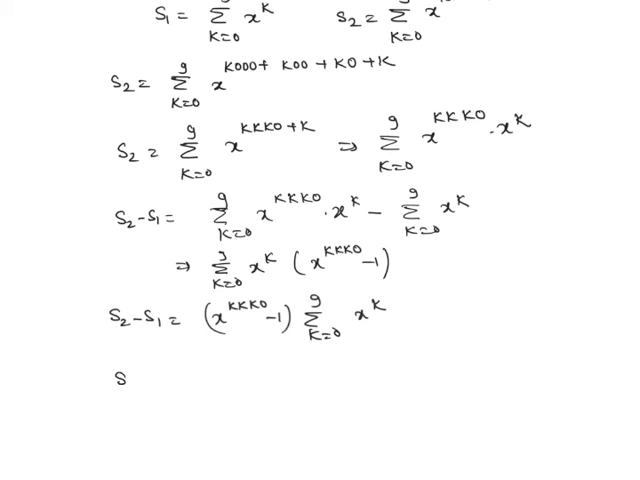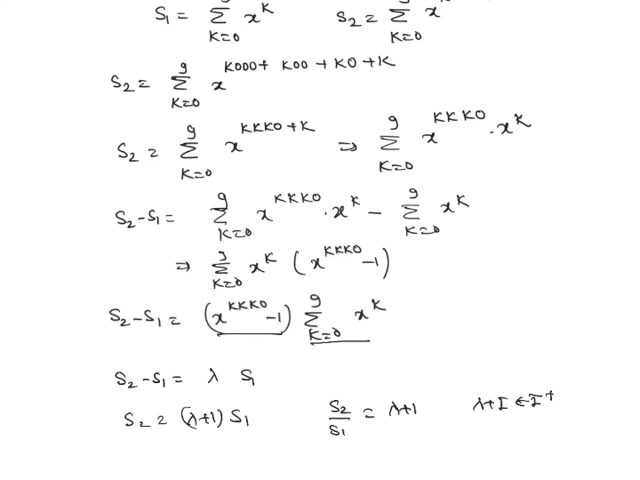So here S2 minus S1, this we can assume some constant, that is lambda, times S1. So S2 equals (lambda plus 1) into S1. So S2 by S1 equals lambda plus 1, where lambda plus 1 belongs to the positive integers. So we can say S1 divides S2. This is your proof.